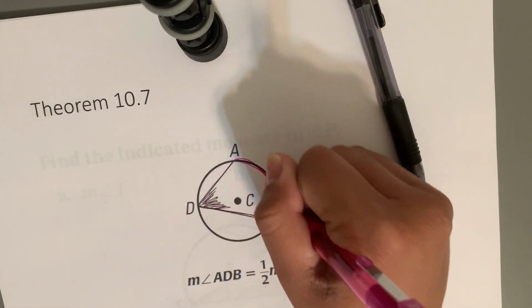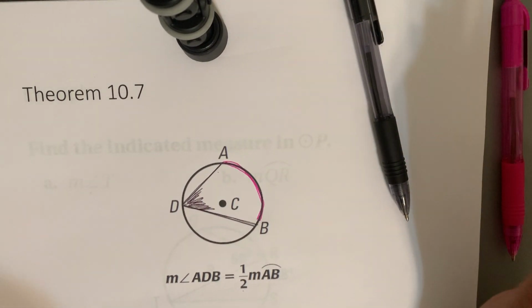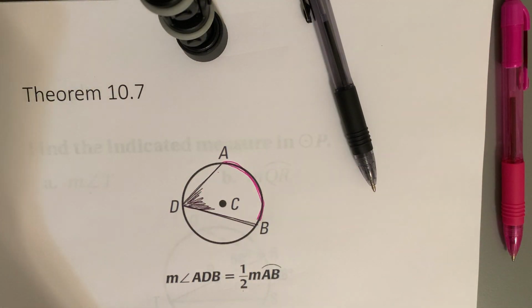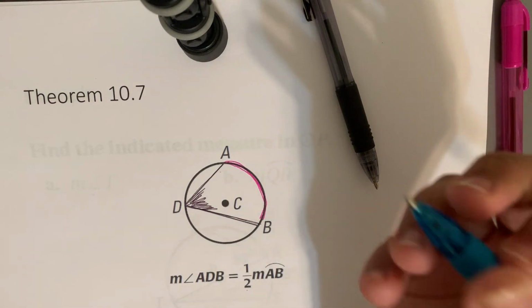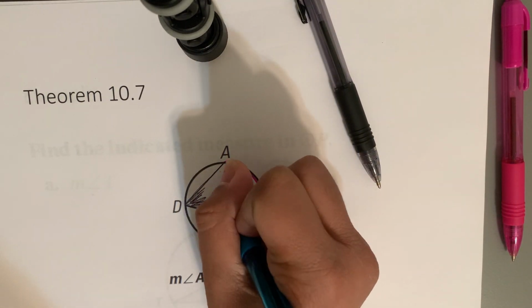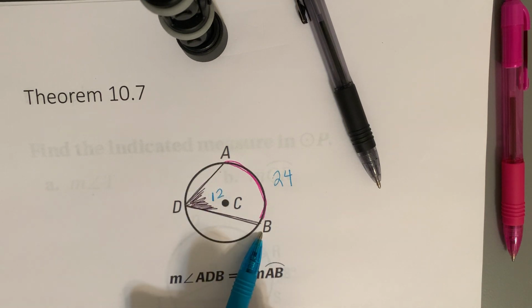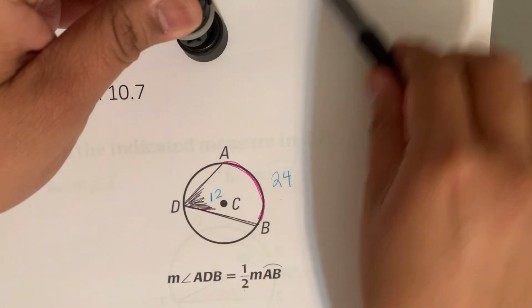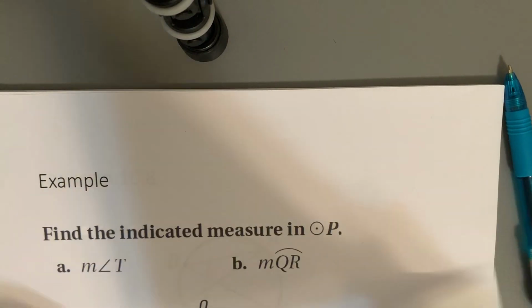So for example, this is a really, really easy example. Don't think that the homework is this easy. If this is 24, then half of that would be 12. So the angle is 12 and the arc is 24. Now I know there's some examples coming up.